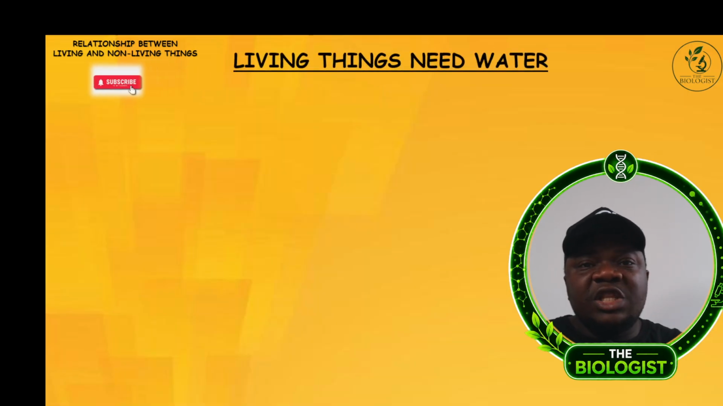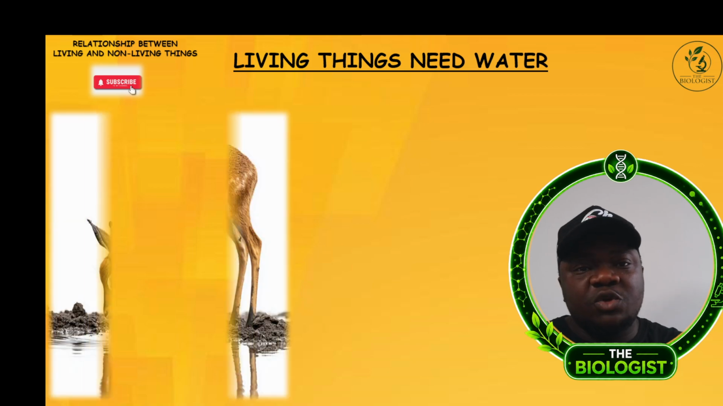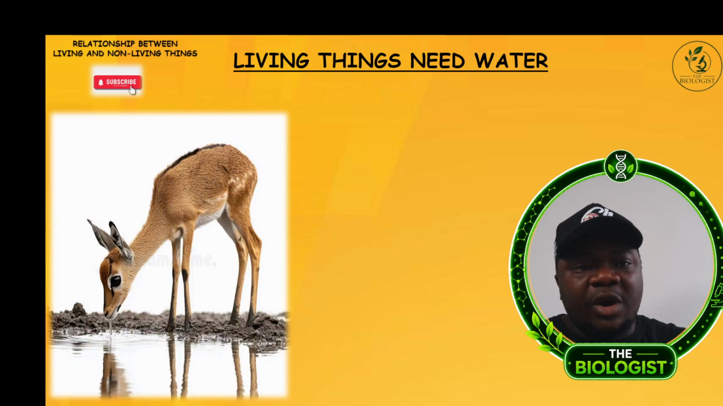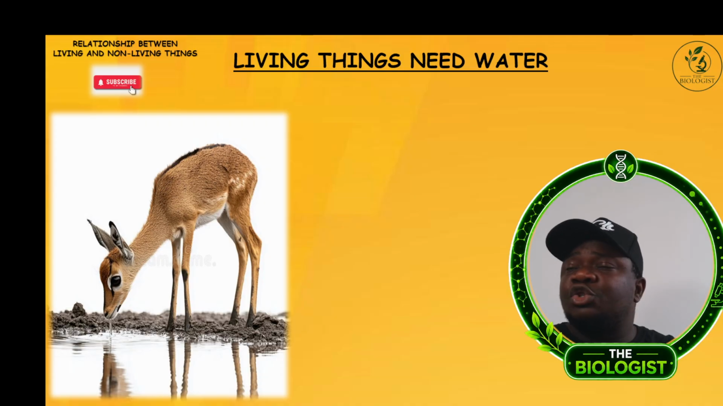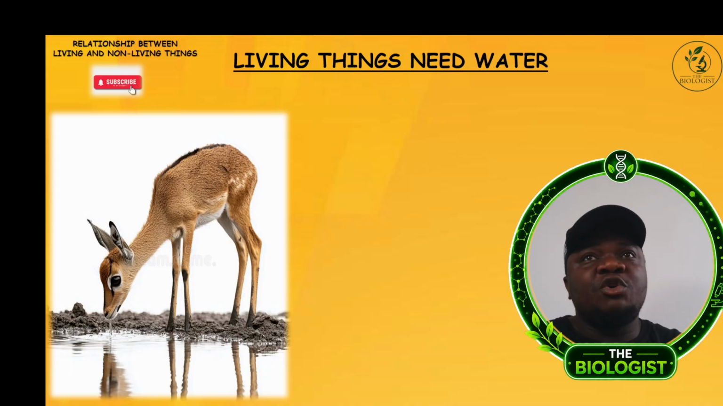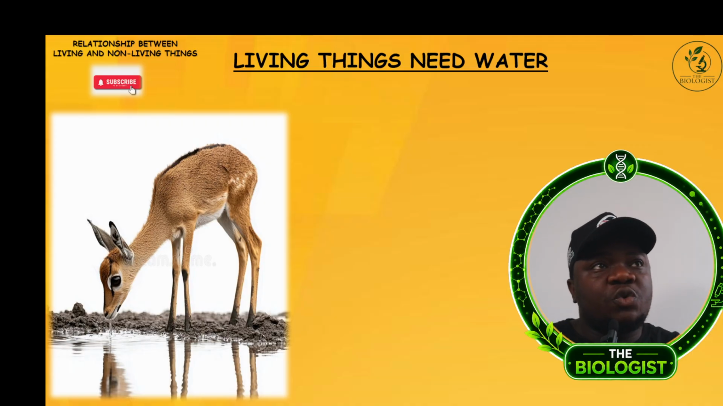So living things depend on water. We can't do without water. All animals drink water to become hydrated, because if you don't drink water, your cells may desiccate and die. We need water for our cells to remain turgid. And when you're thirsty, the first thing that comes to your mind is, I want to drink water. I want to quench my thirst.